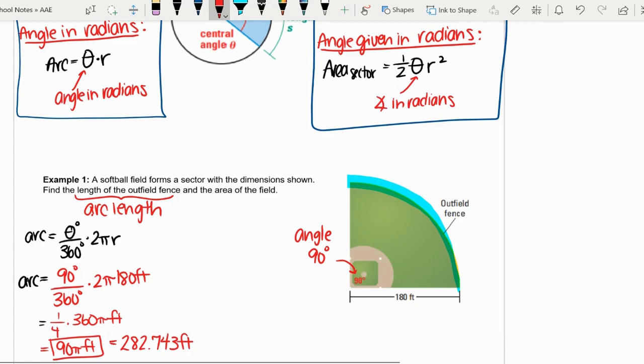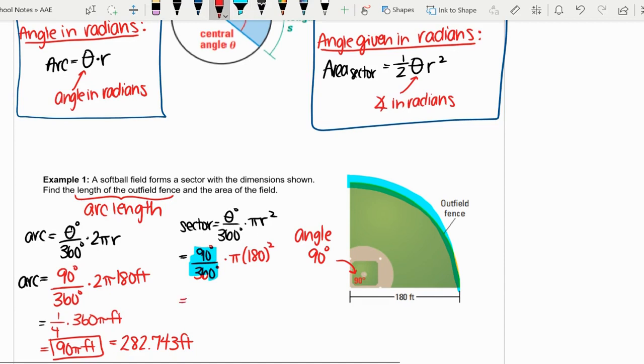They also want the area, so that's sector area over here. And it starts off the same way, but then we're putting in pi r squared. So for this one, we'll have 90 over 360 times pi 180 squared. Again, I'm going to put this in my calculator. So this is 1/4. I'm just going to type 1/4 times 180 squared.